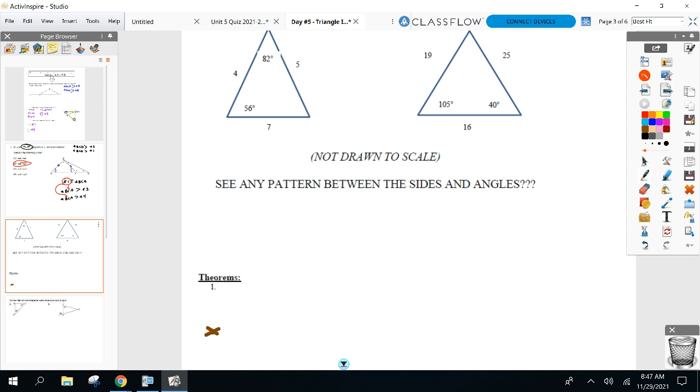Can you guys do me a favor? Find the missing angle of both those triangles right now. Find the missing angle of both triangles for me. Some of you may even know this theorem. I don't know.